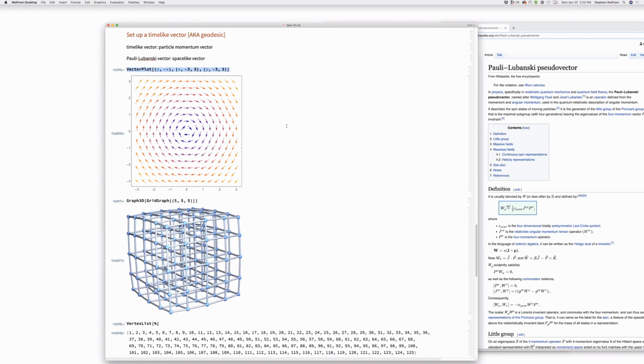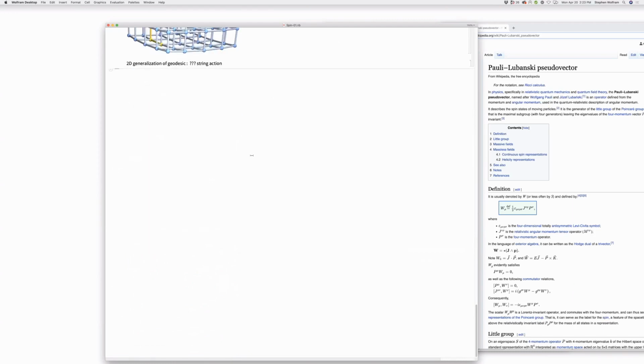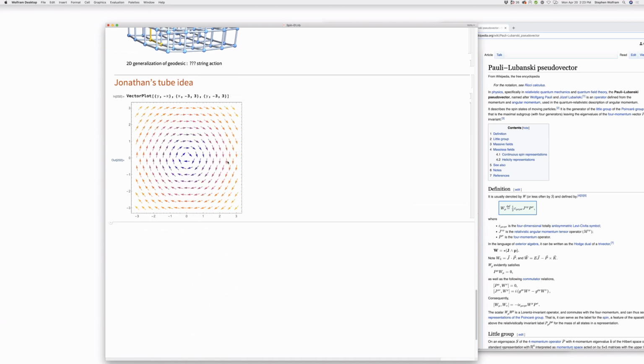Okay, so let's go down here and make another picture. So, Jonathan's tube idea. We're going to compute a scalar quantity, which is the projection of each of these things onto your time-like surface. Right. And each one of these arrows has a projection relative to that time-like surface. Yes, exactly, and that's what we want to compute.